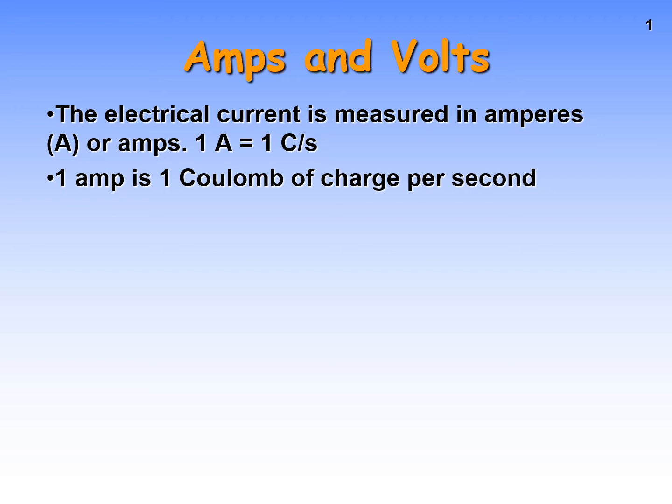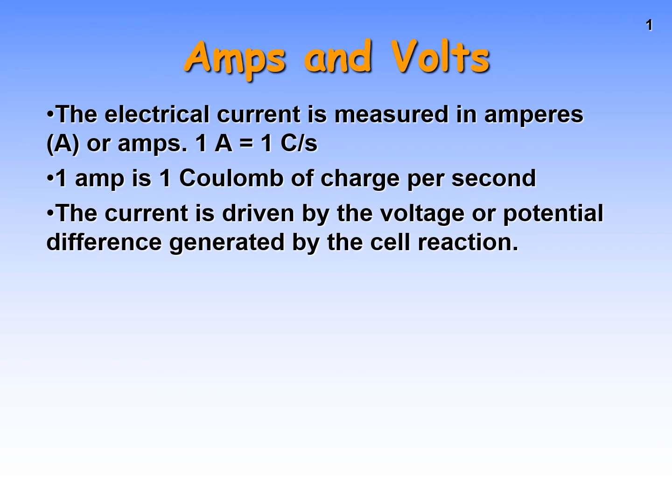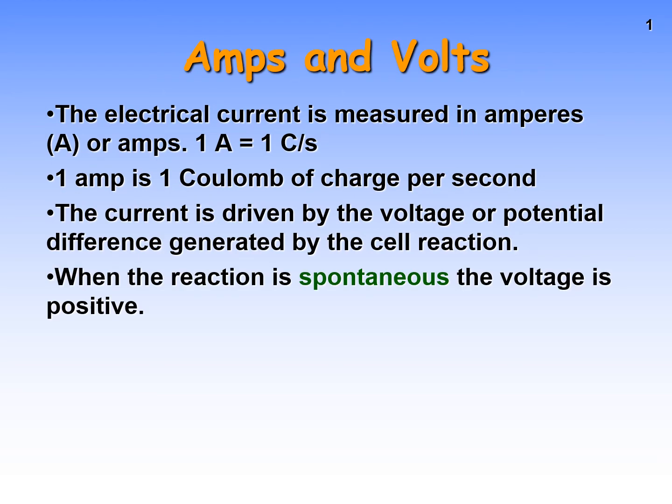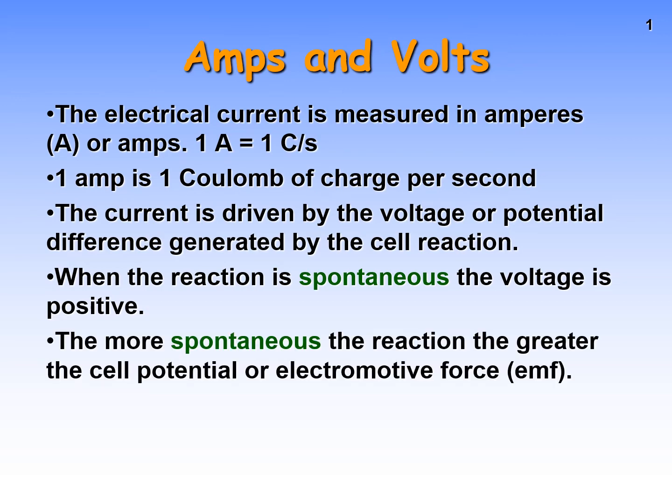Now, why do we have electrical current? Well, electrical current is typically driven by a potential difference in a reaction. So a cell reaction or a reaction occurring in a voltaic or galvanic cell is driving electrical current through the system. And this is really created by the potential difference or the voltage of the cell. When we have a reaction that's spontaneous, the voltage will be positive, and when it's not spontaneous, it'll be negative. Now, the more spontaneous our reaction, the larger the voltage of that cell, which means the greater cell potential.